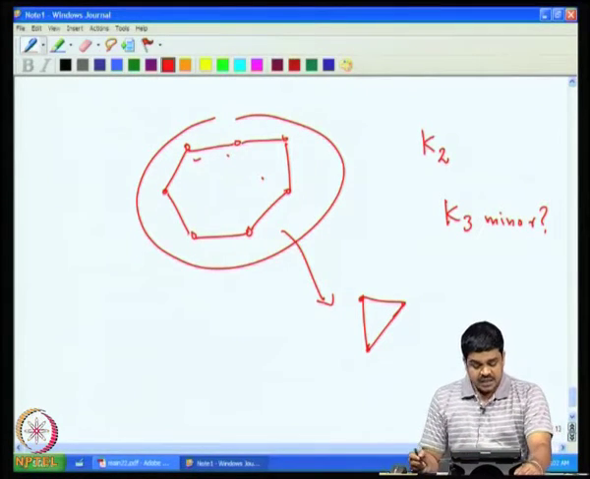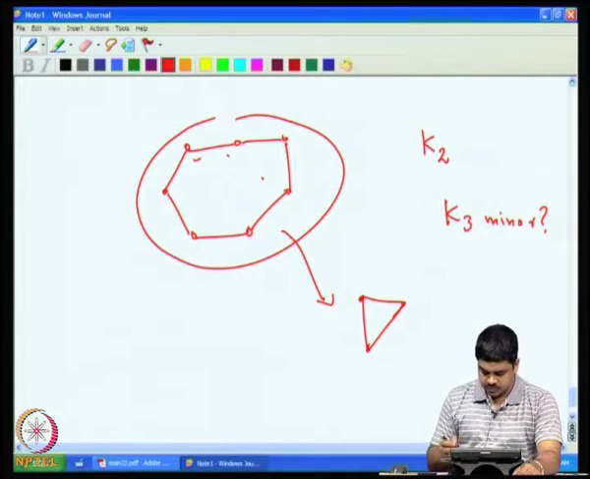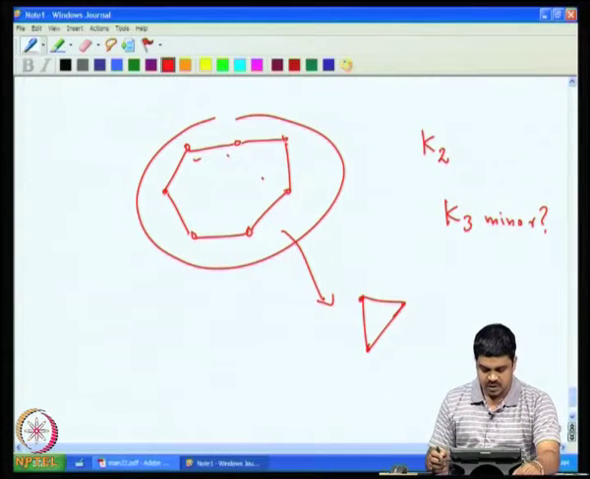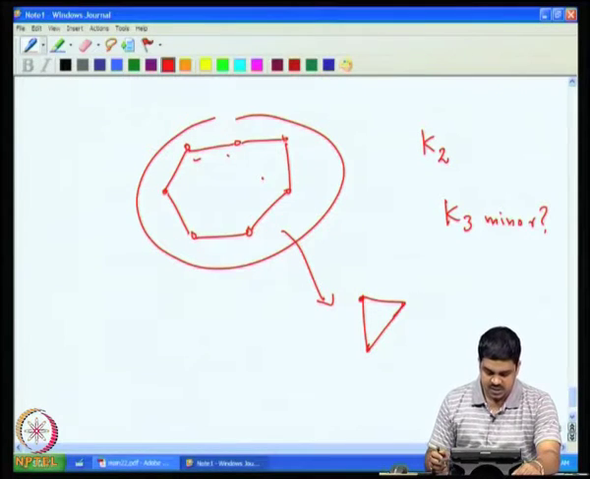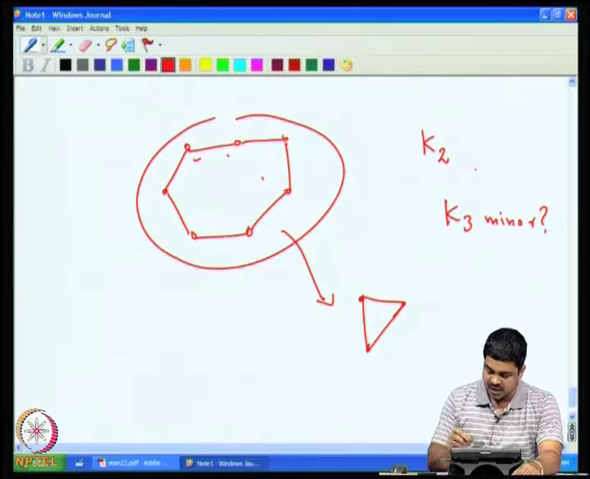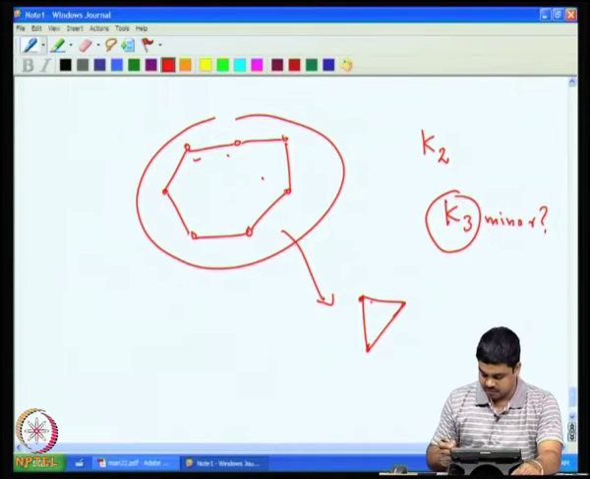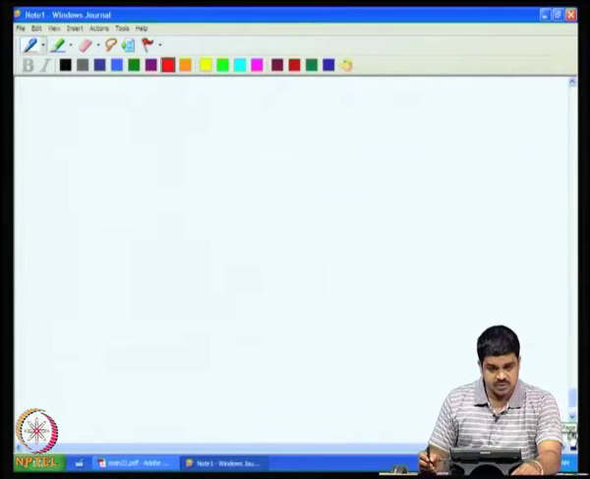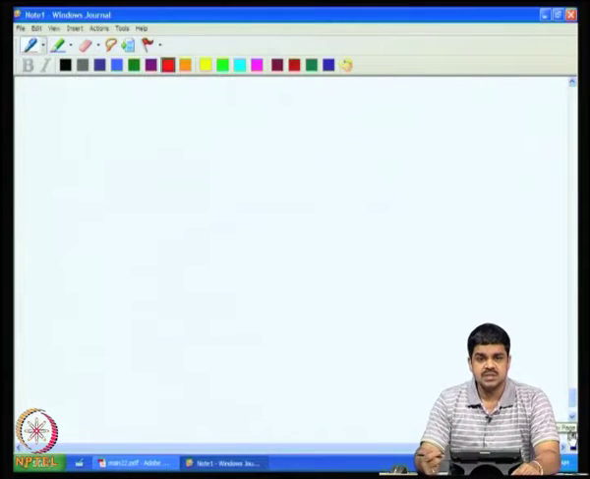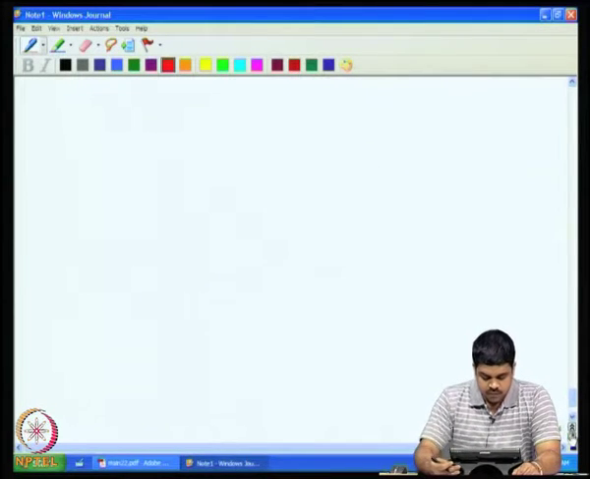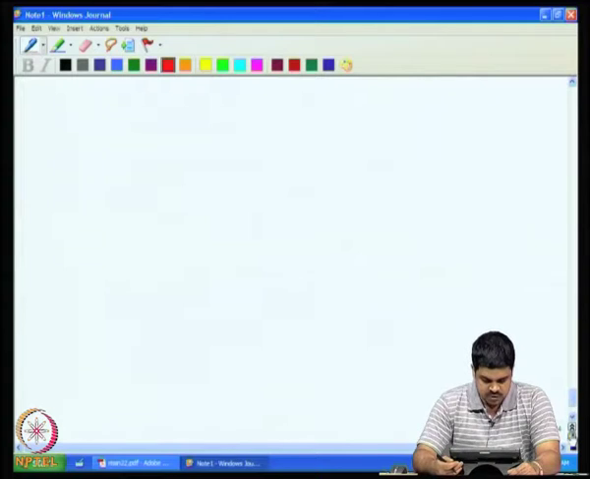When we say K3 minor, what do we mean by that? You can throw away some edges, throw away some vertices, and contract some edges, and ultimately get K3, the complete graph on 3 vertices, as a minor. Now, the next question: if you are given a 4 chromatic graph, is there always a K4 minor or not?